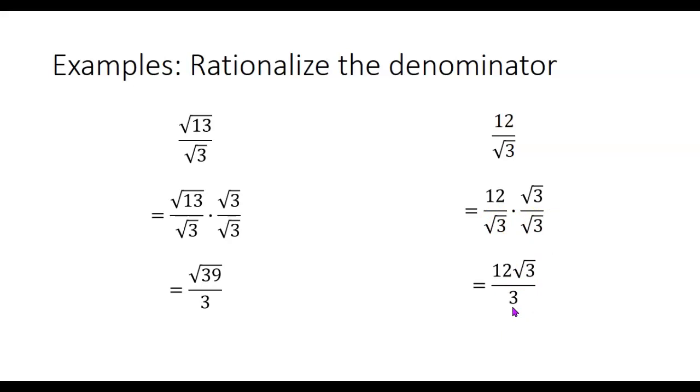Now here there's one more thing we can do. The 12 on top over the 3 on the bottom, we can just divide that and get 4 times the square root of 3. So 12 times the square root of 3 divided by 3 gives us 4 times the square root of 3 for our final answer.